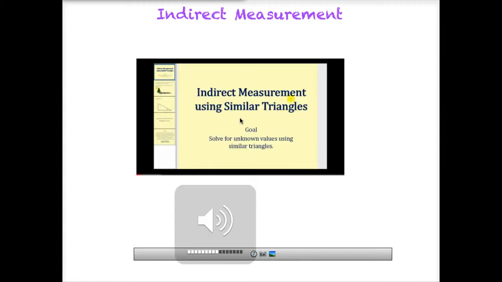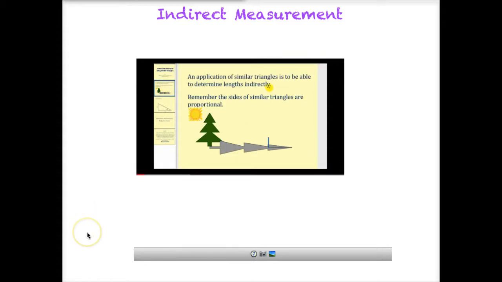Welcome to an example of indirect measurement using similar triangles. An application of similar triangles is to be able to determine lengths indirectly. For example, let's say on a sunny day, you're trying to determine the height of this tree. One of the reasons it'd need to be a sunny day is that on a sunny day, this tree would project a shadow on the ground.